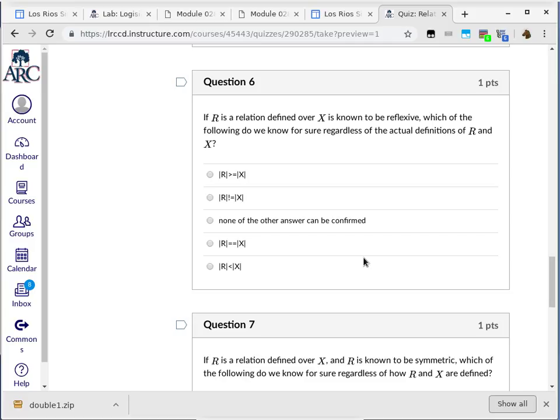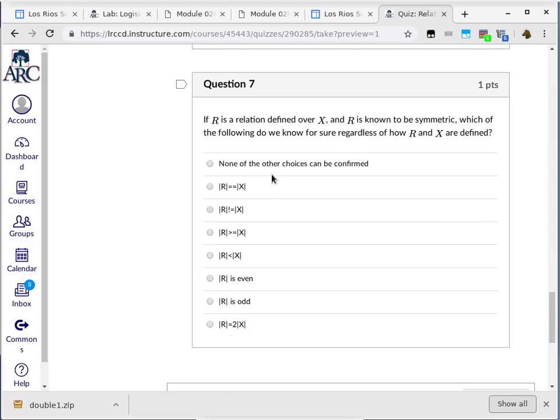It's greater than or equal to. Because you can throw in extra stuff, it doesn't make it not reflexive. Once a relation is reflexive, you can add more stuff to it and it is still reflexive. Okay? So the answer is the first choice. It is not strictly equal to, it is just greater than or equal to.